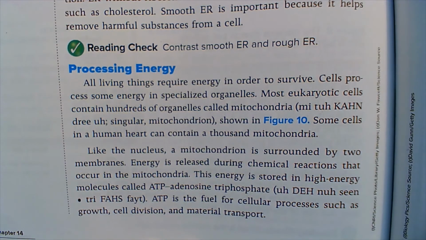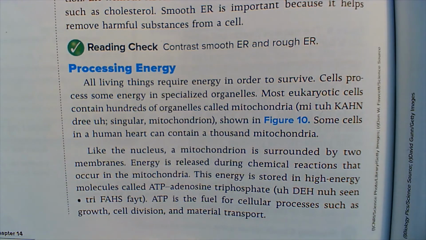Processing energy. All living things require energy in order to survive. Cells process some energy in specialized organelles. Most eukaryotic cells contain hundreds of organelles called mitochondria, as shown in Figure 10. Some cells in a human heart can contain 1,000 mitochondria. Like the nucleus, a mitochondrion is surrounded by two membranes.